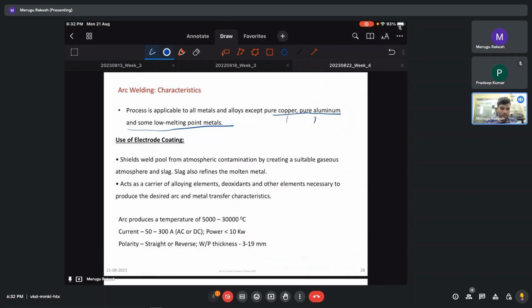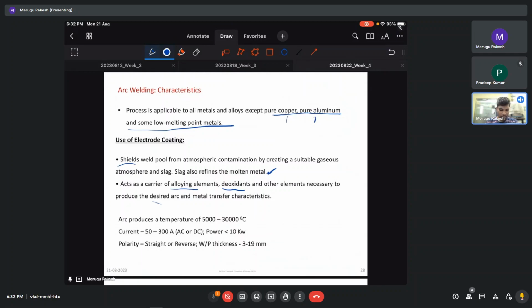The use of electrode coatings shields the weld pool from atmospheric contamination by creating a suitable gaseous atmosphere and slag. Slag also refines the molten metal. This is the basic use of slag. It acts as a carrier of alloying elements or deoxidants and other elements necessary to produce the desired weld.